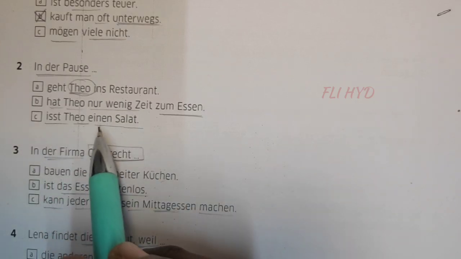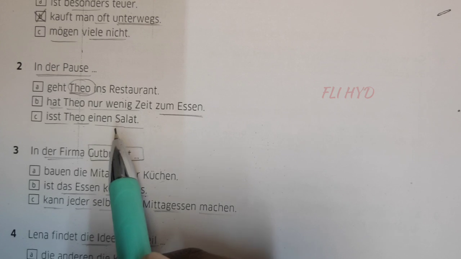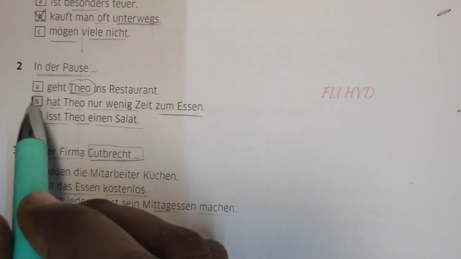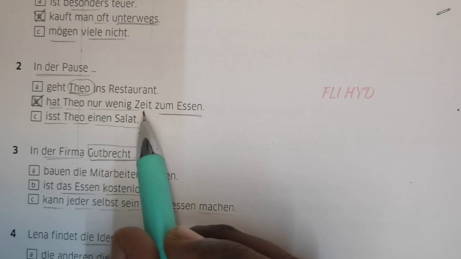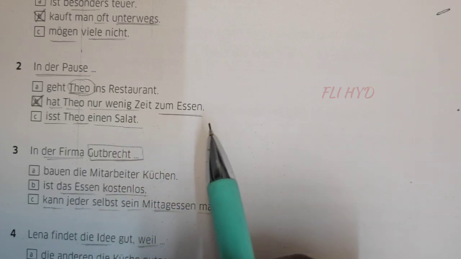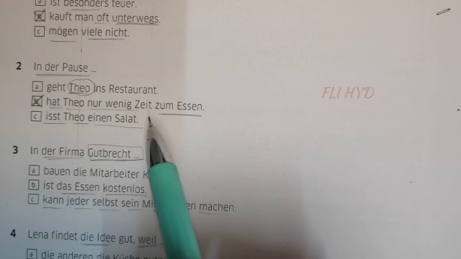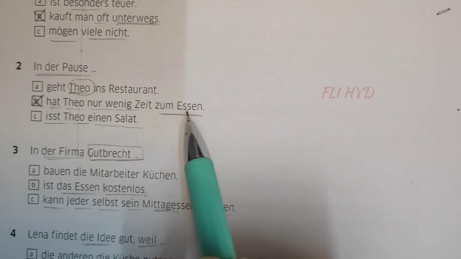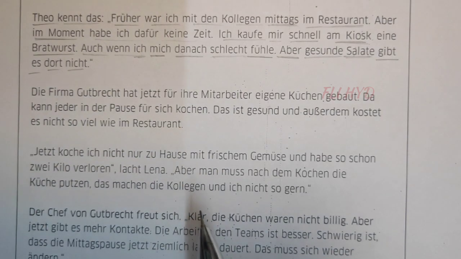Isst Theo einen Salat? No, because he doesn't get it at the kiosk, no healthy salad. So in der Pause, hat Theo nur wenig Zeit zum Essen. He has only a little time, wenig Zeit, a little time to eat. Clear? Now, see the third paragraph.